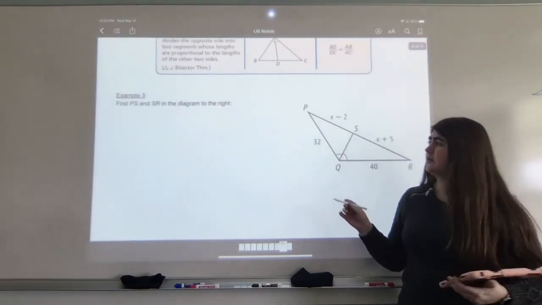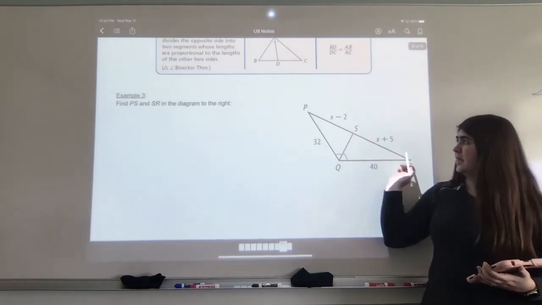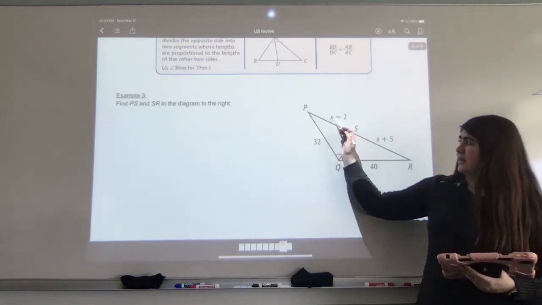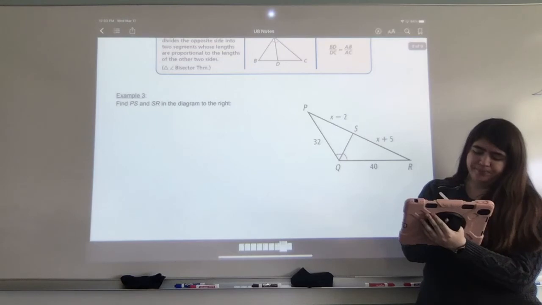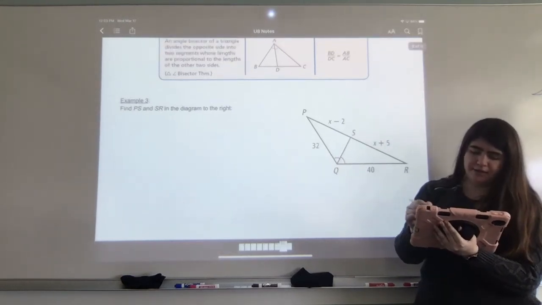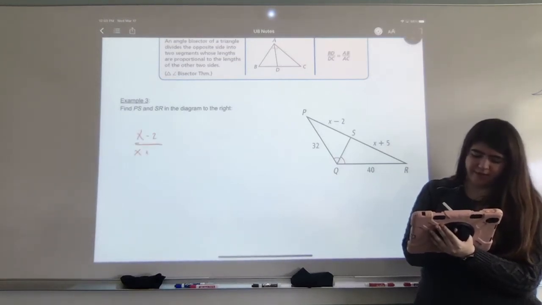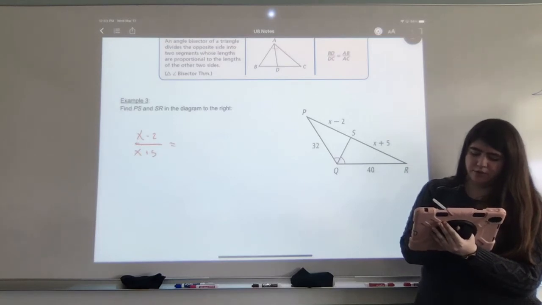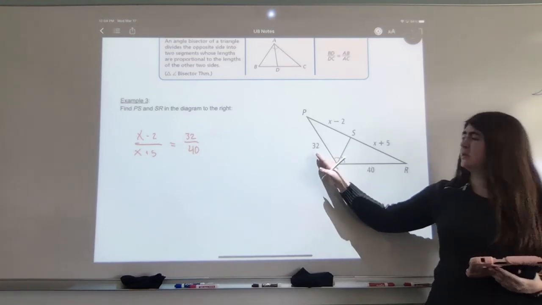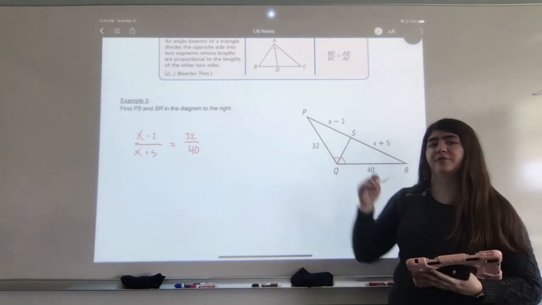So I'm going to start here. We have example 3. We want to find PS and SR. And I can set this up as a proportion because I know that x minus 2 to x plus 5 will be proportional to 32 to 40. So I have x minus 2 over x plus 5, which is equal to 32 over 40. And I knew to put 32 on top because it is on the same side of the triangle as x minus 2, which I put on top in the first piece.